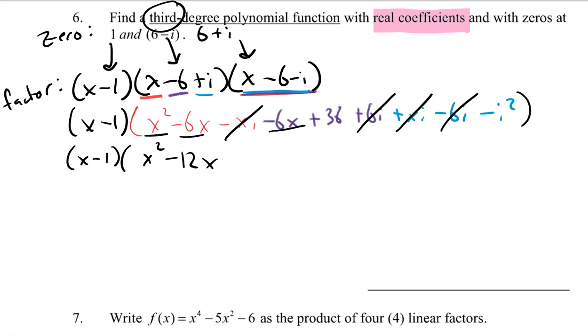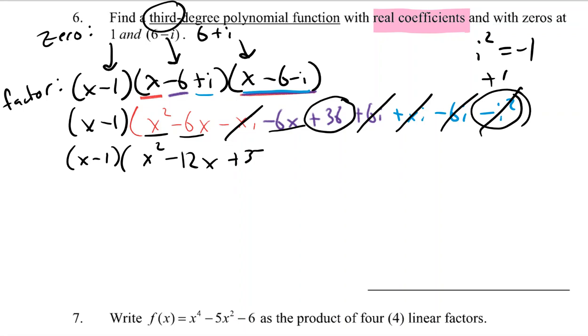And then what about these two? 36 and minus i squared. Do those combine? Just make sure that you remember i squared is negative 1. So this is minus negative 1. So that's like a plus 1. Plus 37. So those combine even though they don't look like it at first glance.